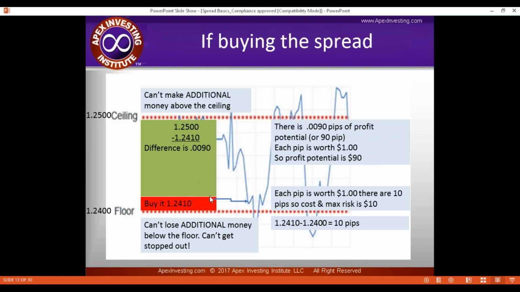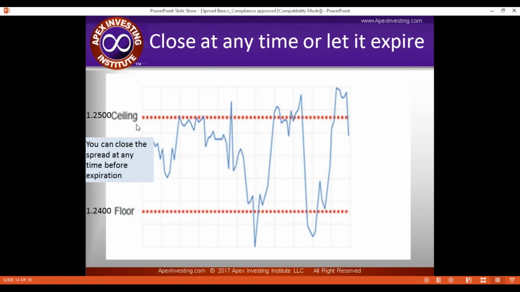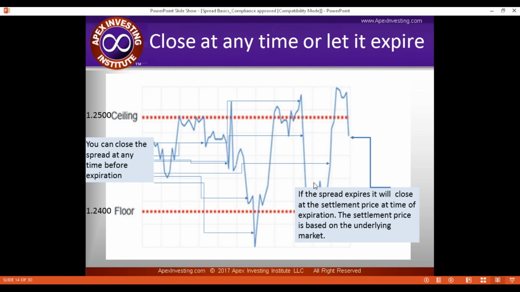Okay? So I can close out the spread at any time. So let's say I sold it here and I want to buy it back here. Or I sold it here and I want to buy it back here. Okay? I can get in and out any time, depending on what the bid or offer price is. Now, if I leave it open till expiration, if the spread expires, it will close at the settlement price at the time of expiration. The settlement price is based on the underlying market. Okay, so I can close it out or I can let it expire.